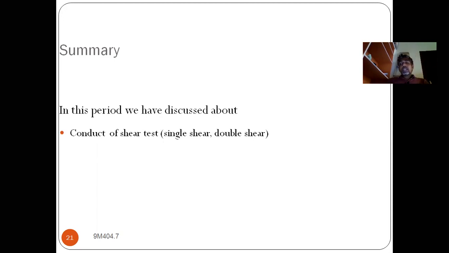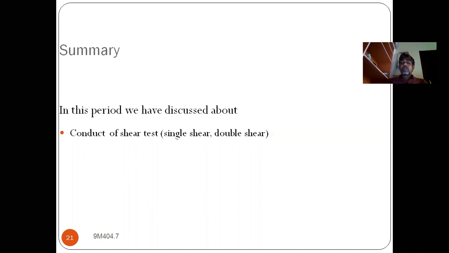The fracture will take place. That means shear will take place at the cross section. So the vertical loads are acting here. In a single shear test, we are fixing the specimen onto the base by using clamps, and the projected part is subjected to shear loads.